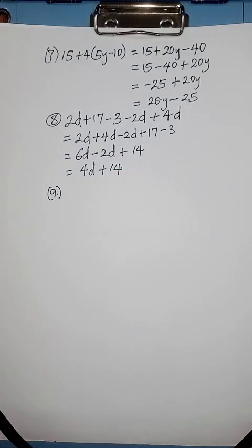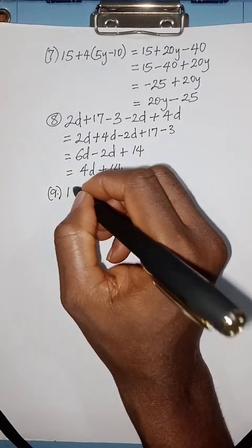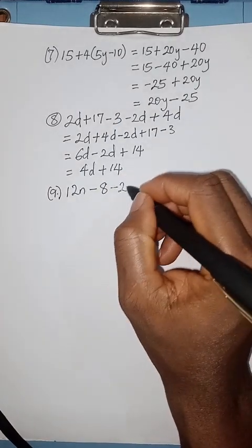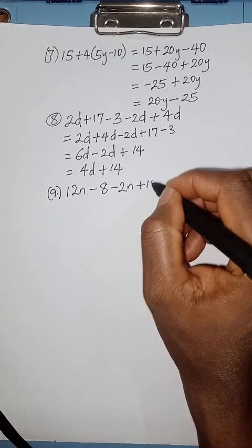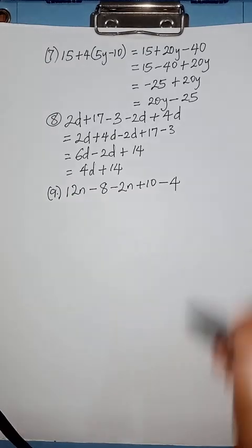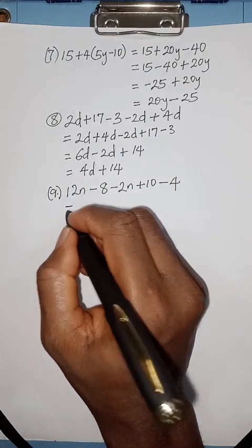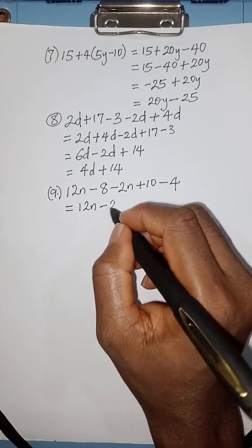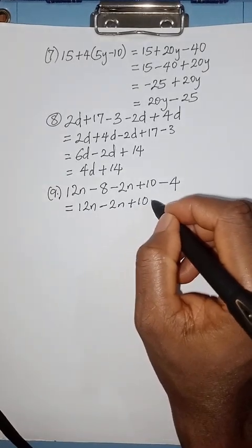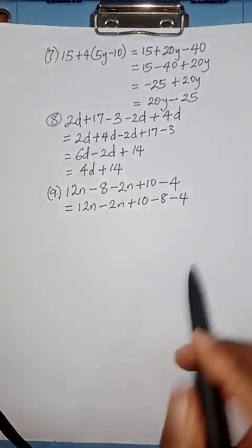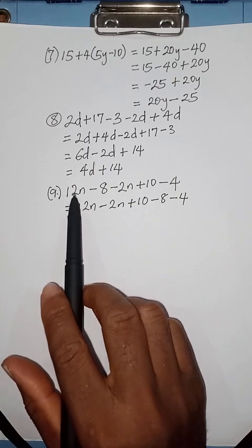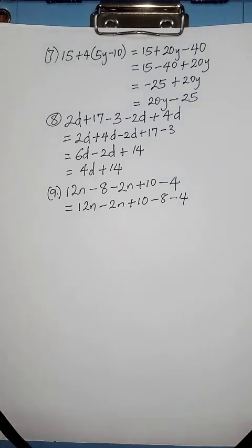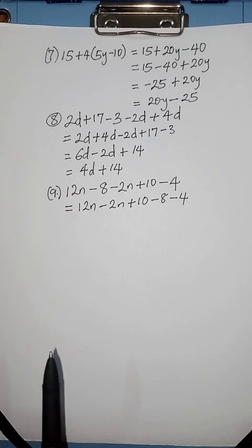Now let's move to number 9. I have 12n minus 8 minus 2n plus 10 minus 4. It's still the same process. Collect like terms: 12n minus 2n plus 10 minus 8 minus 4. Count the terms to make sure they are complete. 1, 2, 3, 4, 5. The terms are complete. Another thing you need to check for, the signs are accurate.